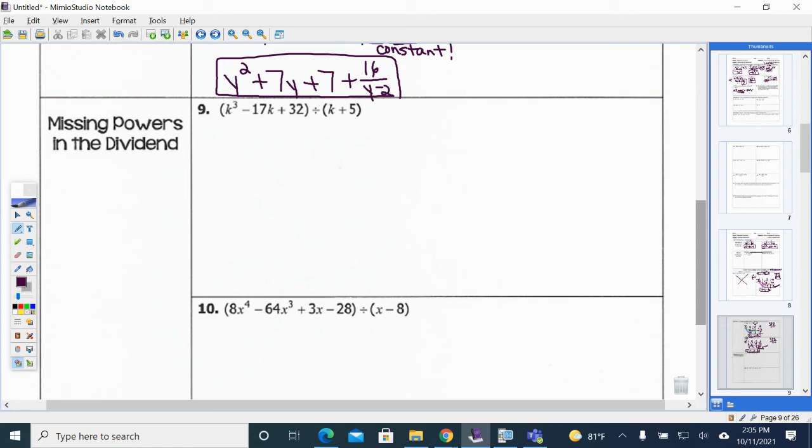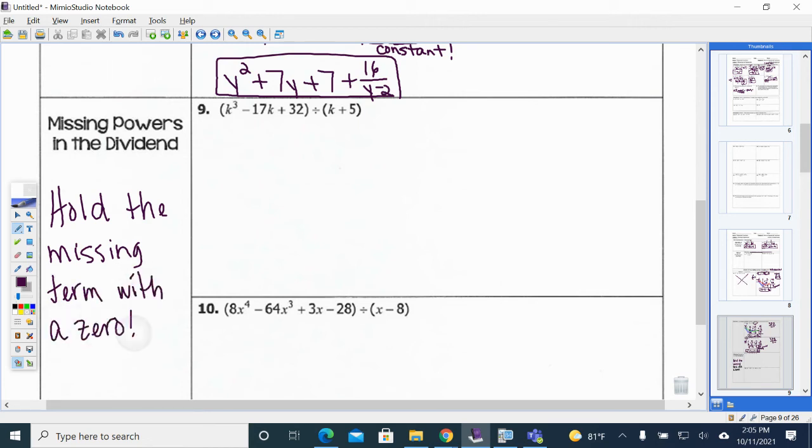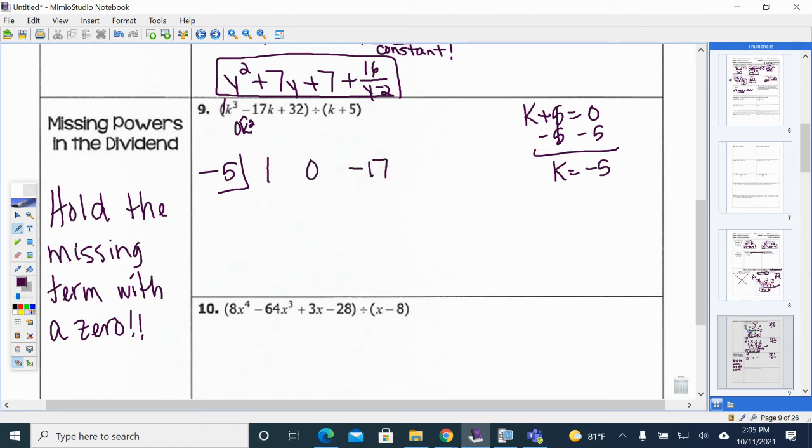And with synthetic division, if you have a missing term, you have to hold the spot. We're going to hold that spot with a 0. I'm going to put 0k squared and a little up arrow there to indicate that the k squared term is missing, and we're going to hold its spot with that 0. I'm going to take the k plus 5, set it equal to 0, minus the 5, k equals negative 5. So that's going to go in the little box out front, bringing down my coefficients 1, 0, negative 17, and a 32.